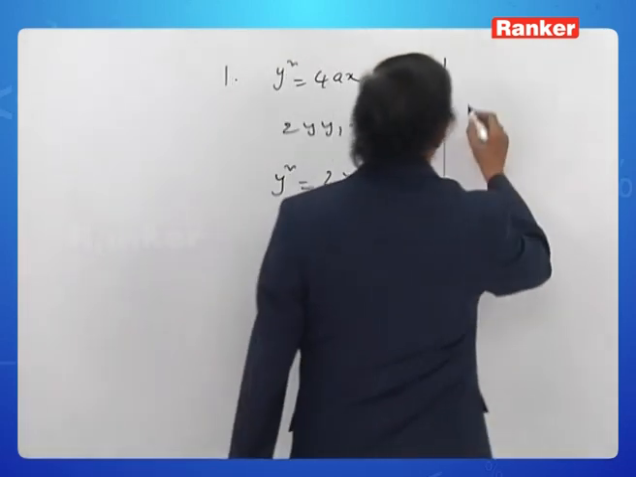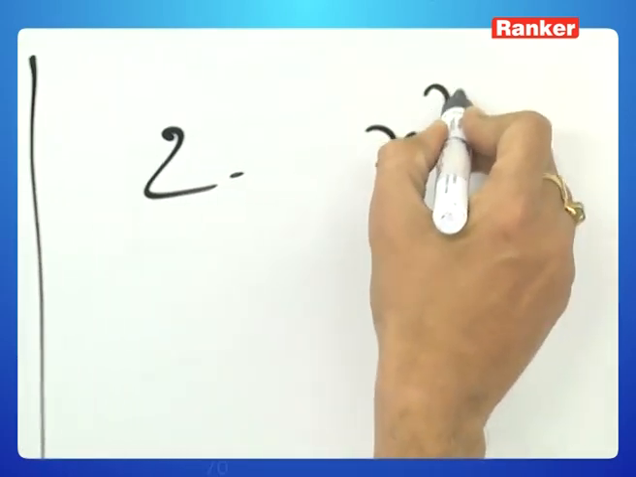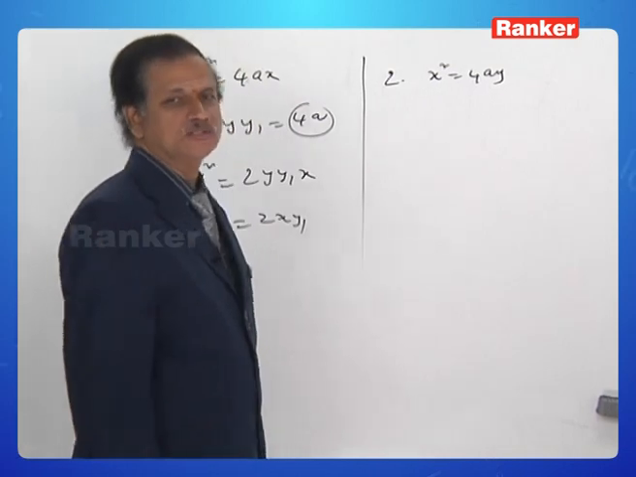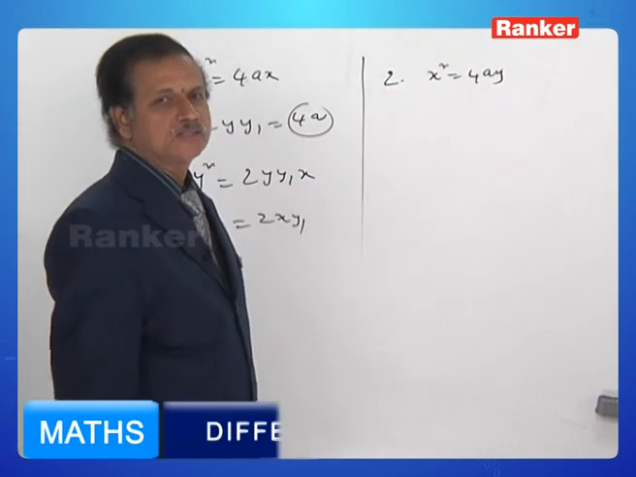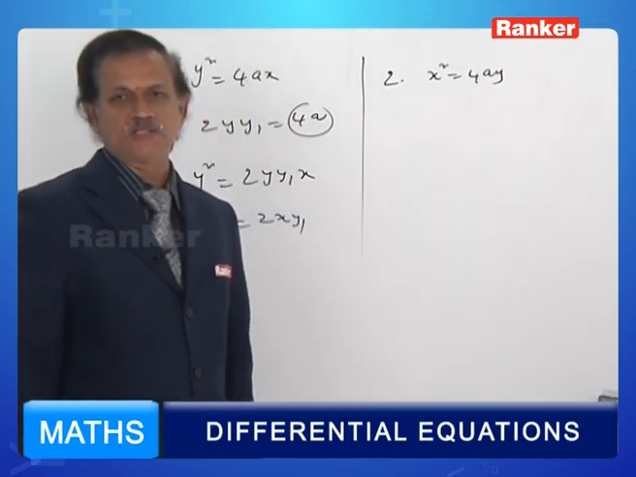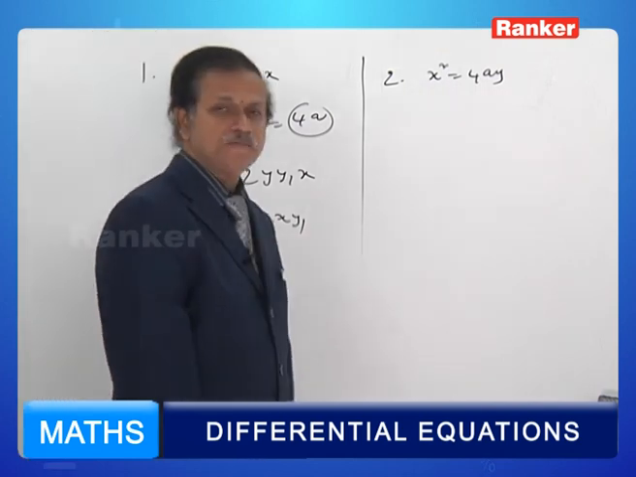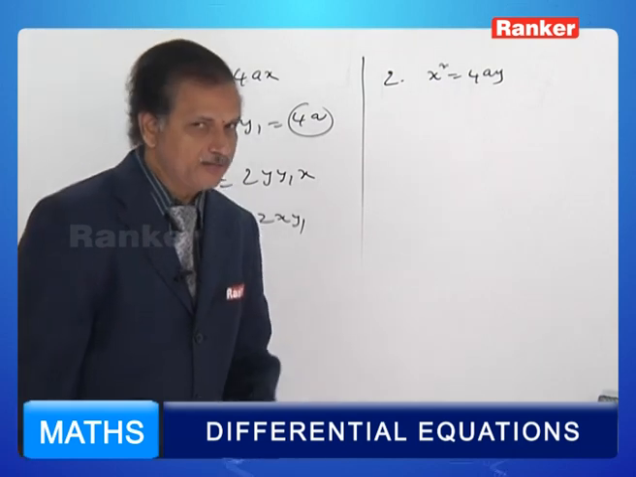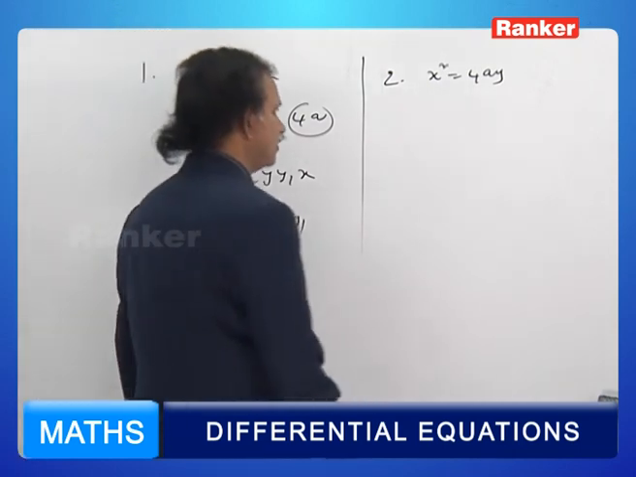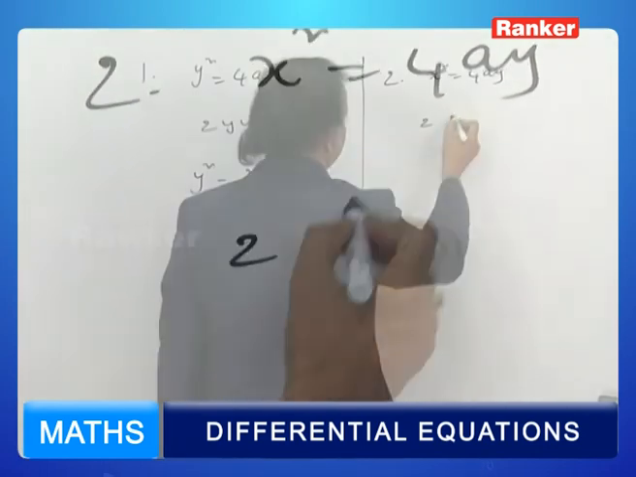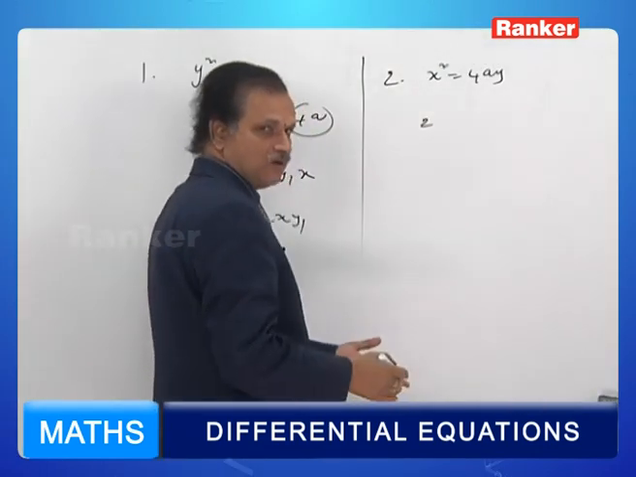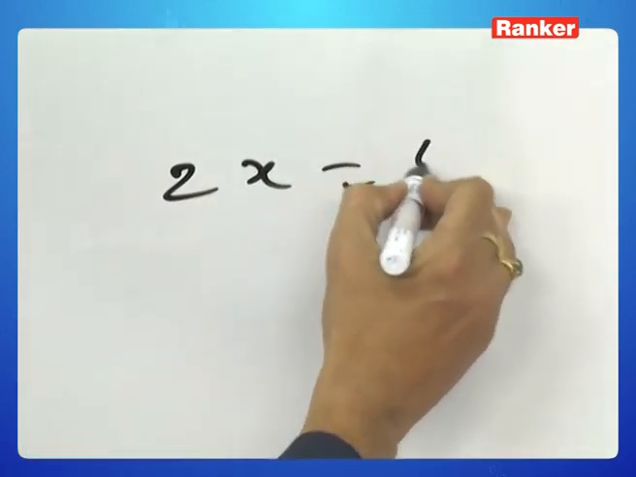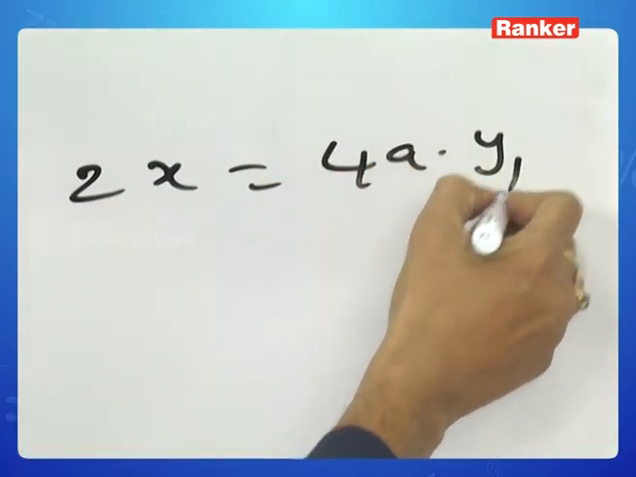What is the differential equation of the family of parabolas whose axis is y-axis and vertex is origin? What is the parabola? x square is equal to 4ay. And the parameter is of course a. So what is to be eliminated then? a is to be eliminated. Okay, come on. Differentiate with respect to x on both sides. What are you going to have? 2x is equal to 4a into dy by dx. That is y1.